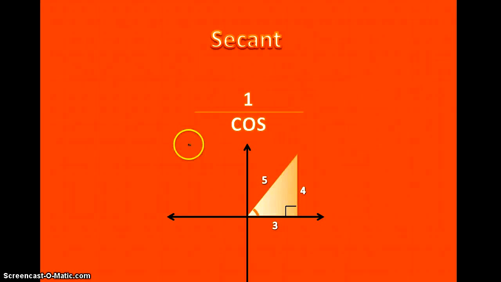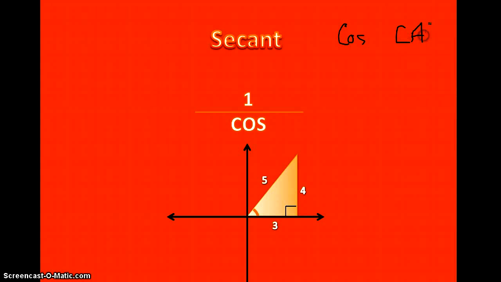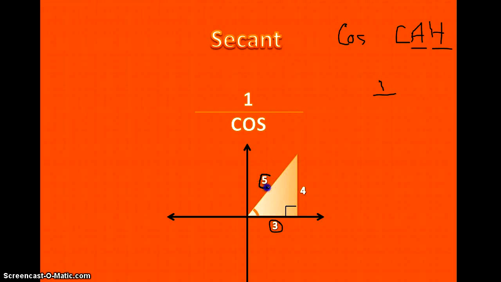Next, we have secant, and secant's sister function is cosine. So to find cosine, we have CAH, and as we know, it is always going to be 1 divided by adjacent over hypotenuse. So we have adjacent over hypotenuse.